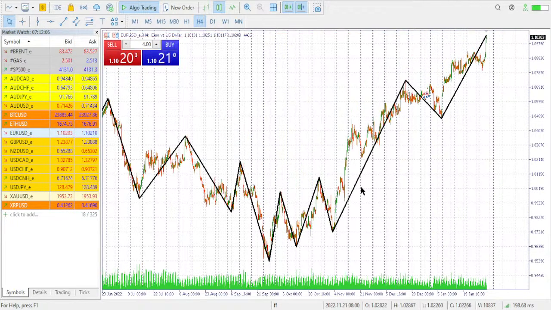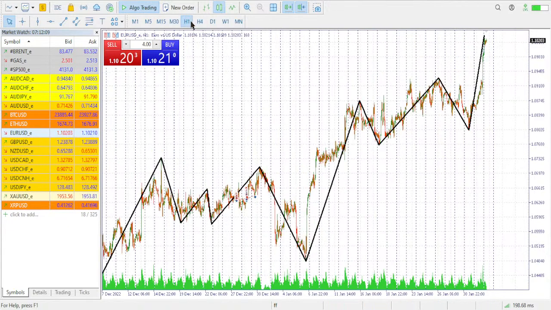My next chart is Euro USD. This is also an uptrend. So you can see from this point we had a lower low, a higher low, a higher low, then we had a high, then we had a higher high.